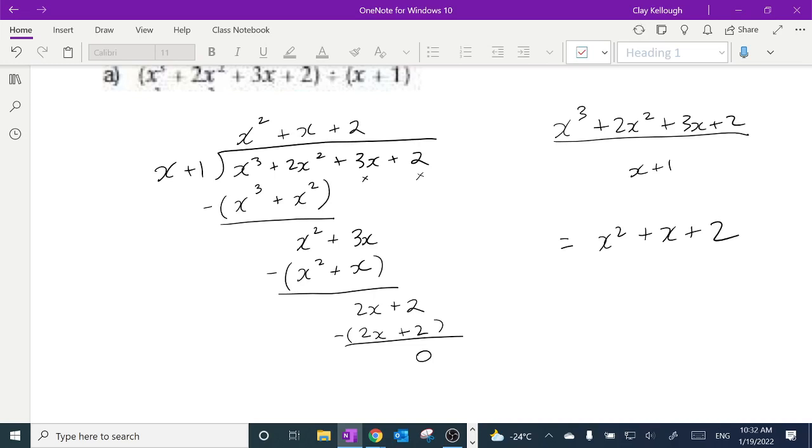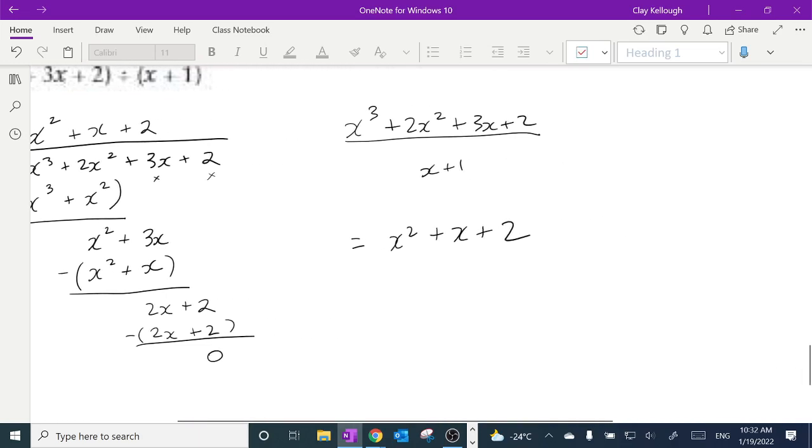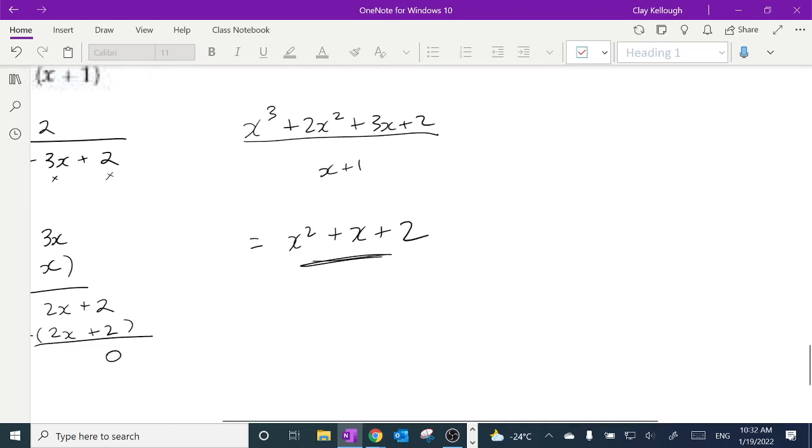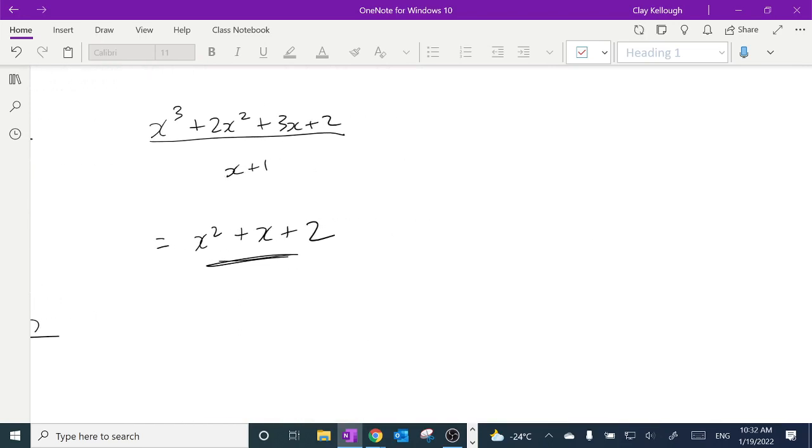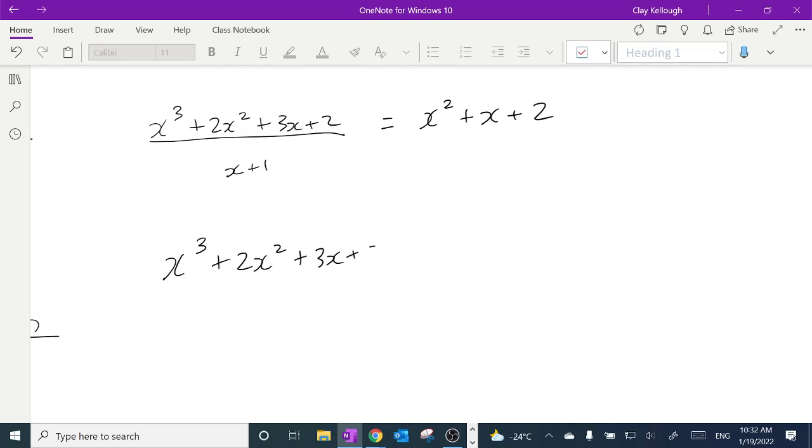You know what else I could say? So that's my answer for this question. But notice I could also say, let me write this better. Let me write that answer over here. Because now, imagine a quick cross multiply. I can also say that x cubed plus 2x squared plus 3x plus 2 is equal to this thing times that thing.